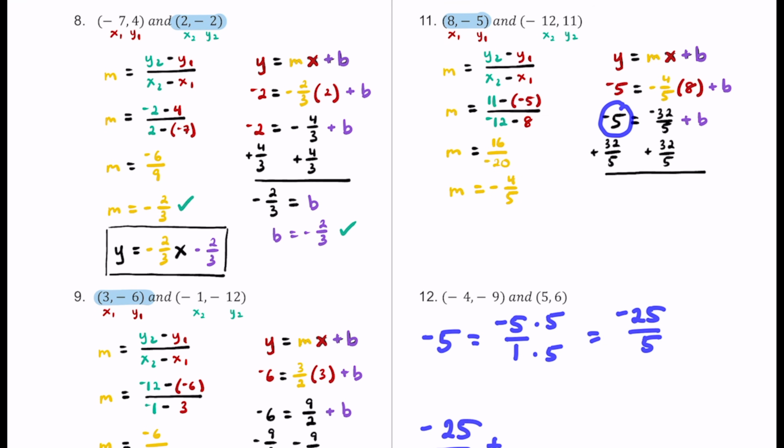-25/5 plus 32/5. Now, since they have common denominators, -25 plus 32 is going to be 7. So it's going to be 7/5, which is the same thing as 1 2/5.